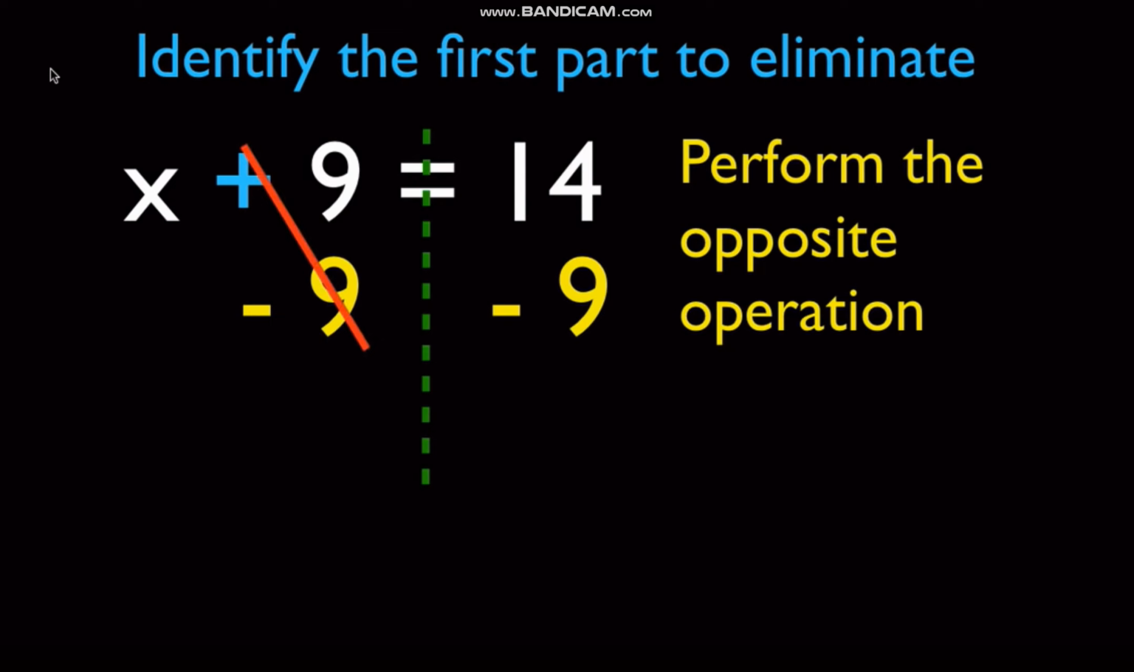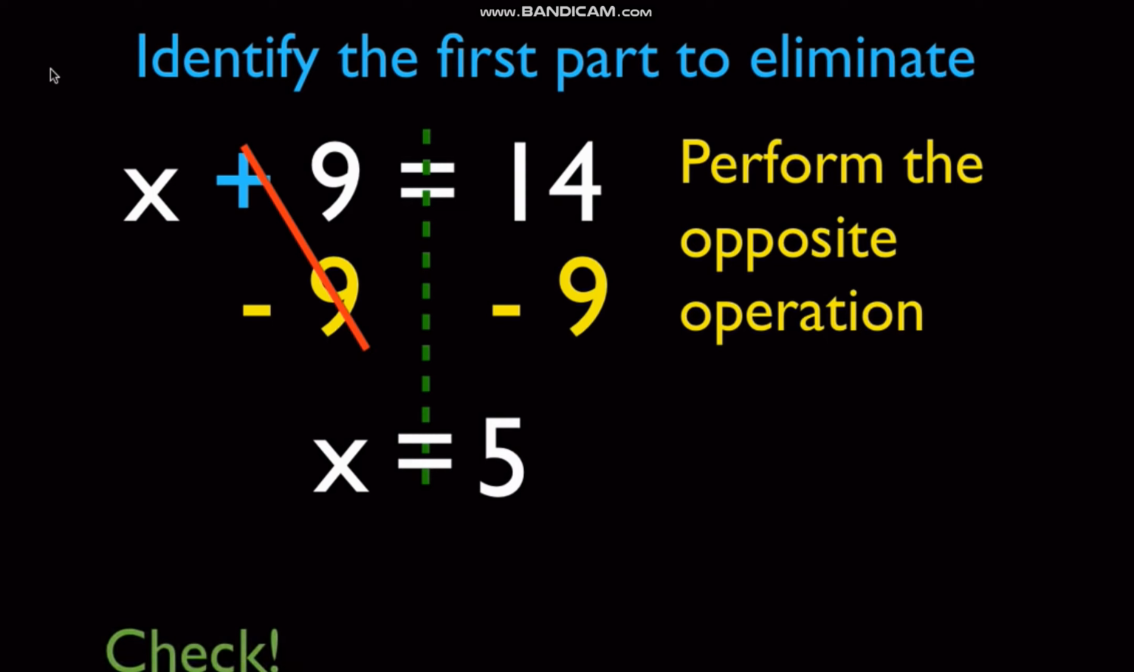Okay, from here, the 9 and the negative 9 are going to equal 0, so you're going to zero out, and that's going to leave you with only x on the left side of the equal sign. Bring down my equal sign, and on the right side, 14 minus 9 equals 5. Again, this is obviously a review for you guys.